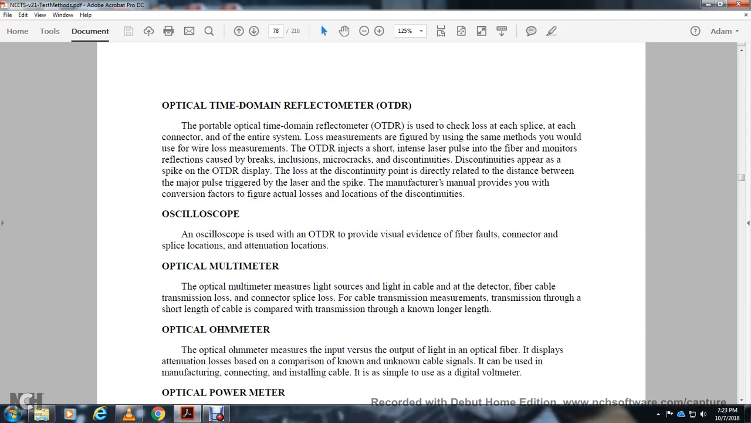An oscilloscope is usually used with the optical time domain reflectometer to provide visual evidence of fiber faults, connector and splice locations, and the location of the attenuation.